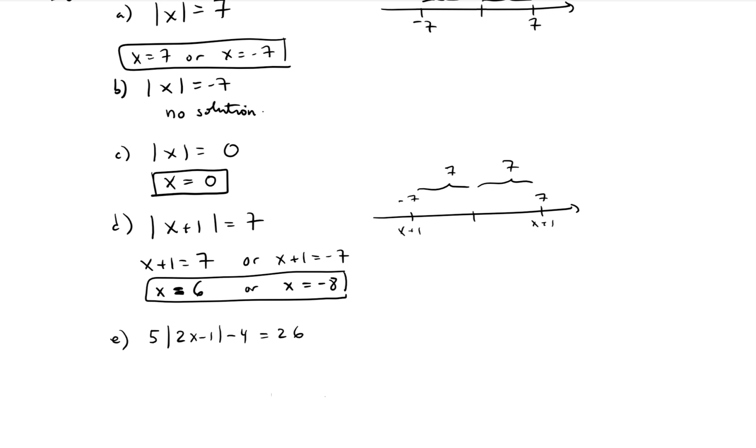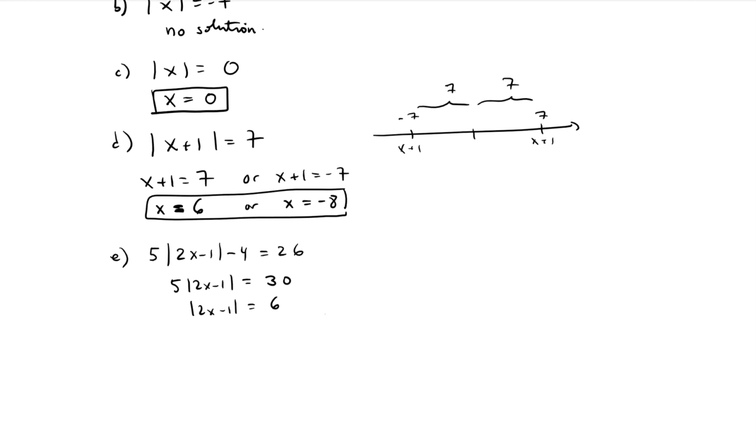So to do this, what I need to do is get rid of the 5 and the minus 4 on the left-hand side. So I first get rid of the minus 4. So I add 4 on both sides, and then I get rid of 5 by dividing by 5. And now I have absolute value of an expression equals a number. That number is positive, so it means that I have two solutions.